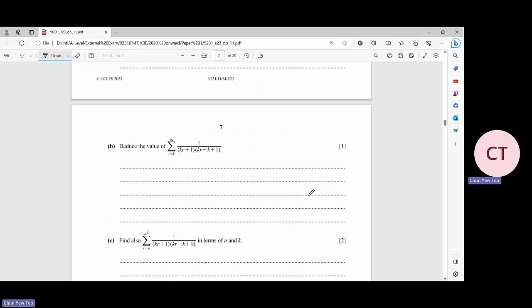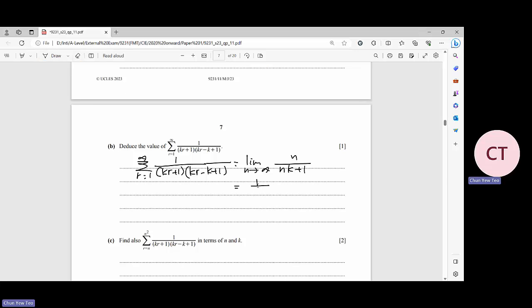Then we move on to part B. They are asking you to deduce the sum to infinity. That means we just need to take the limit as n goes to infinity. So for the sum to infinity, usually I will write like this: the sum of 1 over (kr minus k plus 1)(kr plus 1) is equal to the limit as n goes to infinity of n over nk plus 1.